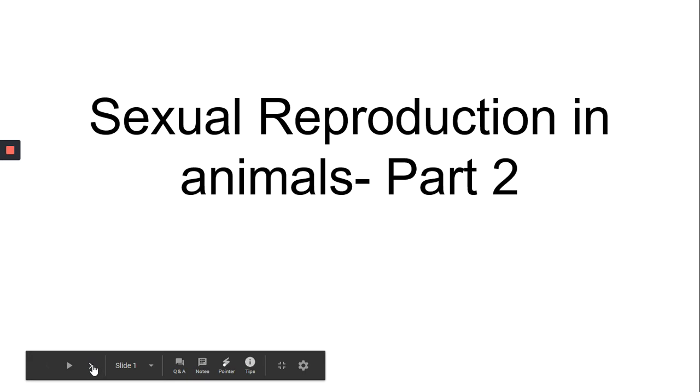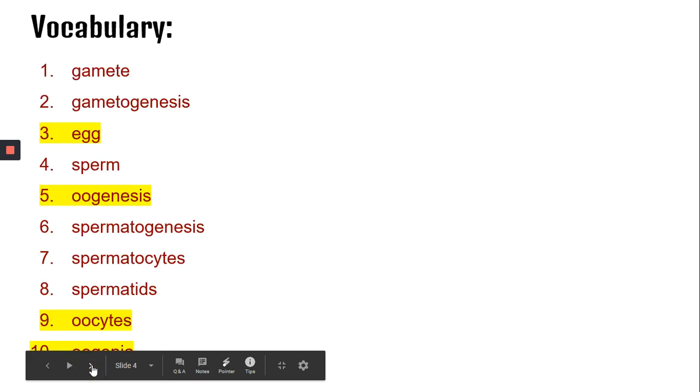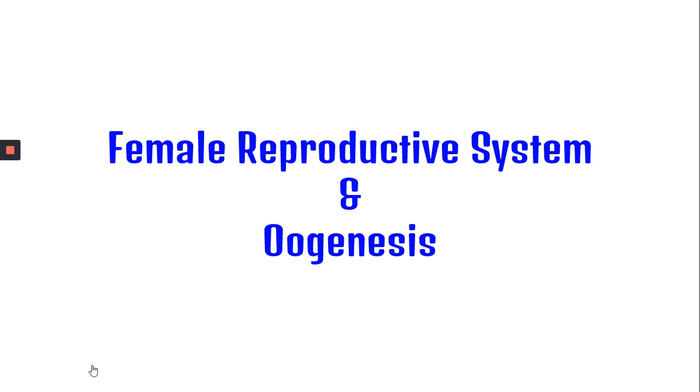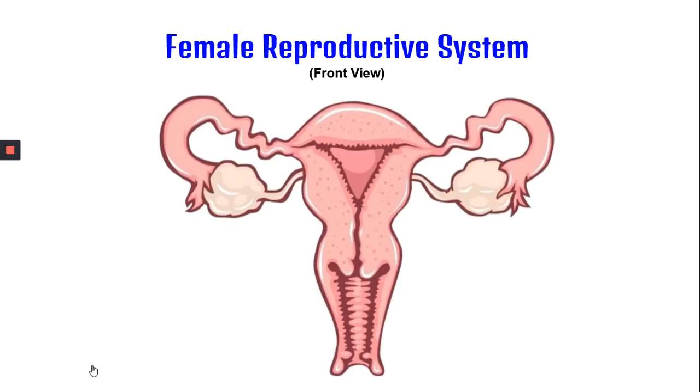Okay, so let's move ahead with learning about some key terms. Pause the video to write down the meaning of these terms if you haven't in the previous task. Moving ahead, let's take a look at the female reproductive system and the function of different organs in this system.